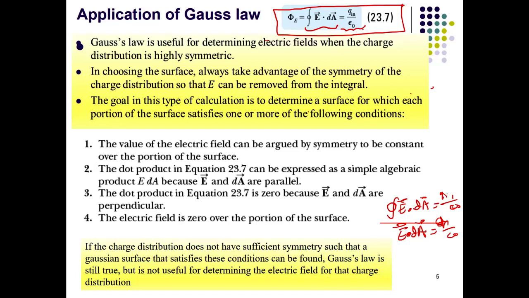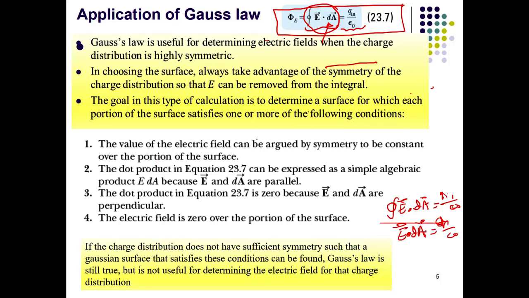Now, unfortunately, Gauss law is not good for every single case. It's only good whenever the question has some symmetry. So we will do our best to choose a Gaussian surface, because remember, this is a small element of the Gaussian surface. We always make choice of the Gaussian surface to make our life easier. I mean, to make this integration easier. Okay?